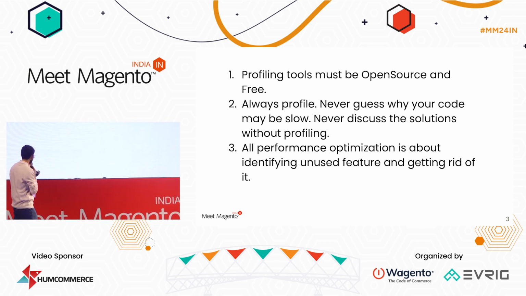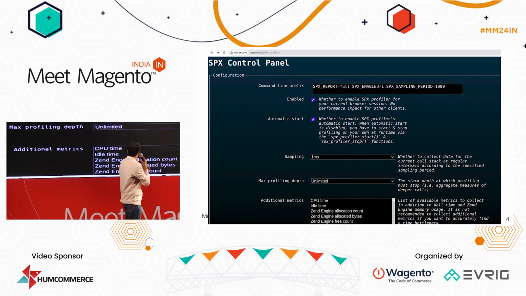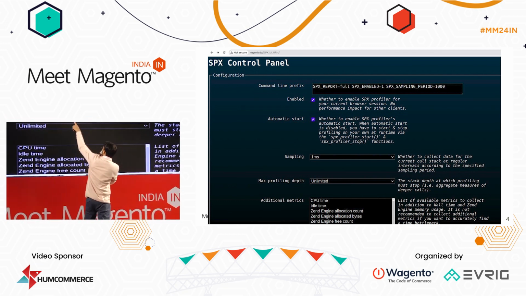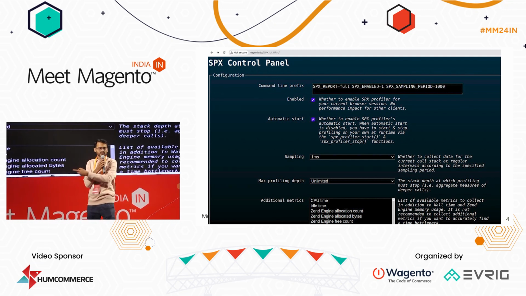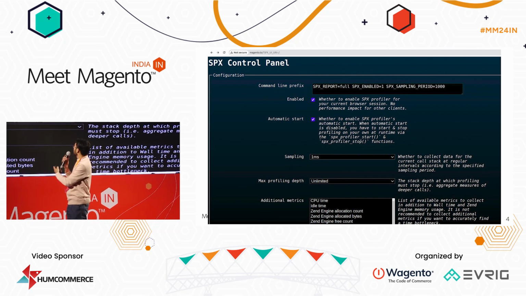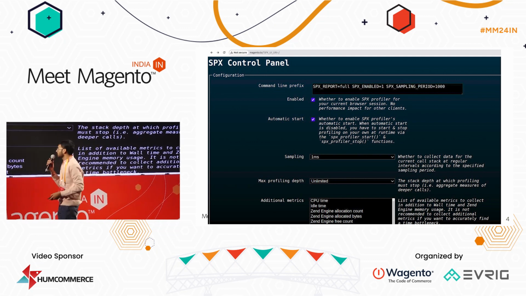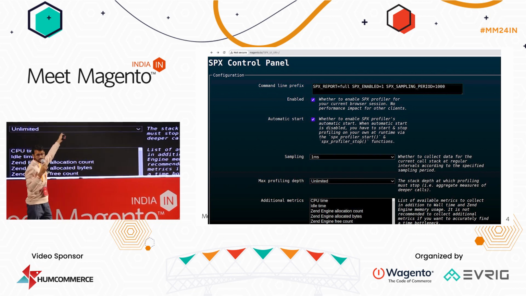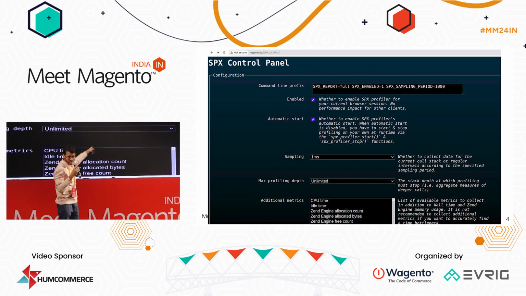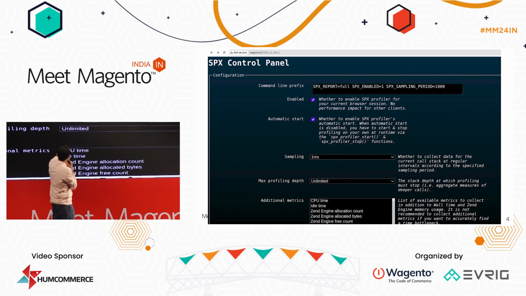Okay, so here it is. This is my local UI. You can see this is my SPX panel. The domain there is magento.to, which is my local. This is how I set up the website. And just with that additional parameter, I'm able to access this SPX control UI on my local. How do I profile? Simple. I just enable it. And then there are some advanced options that I will talk about in the second half.